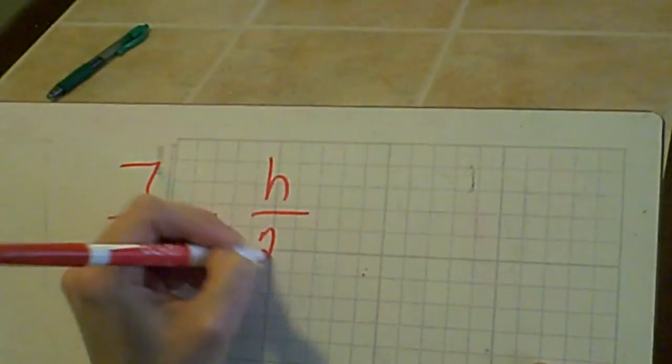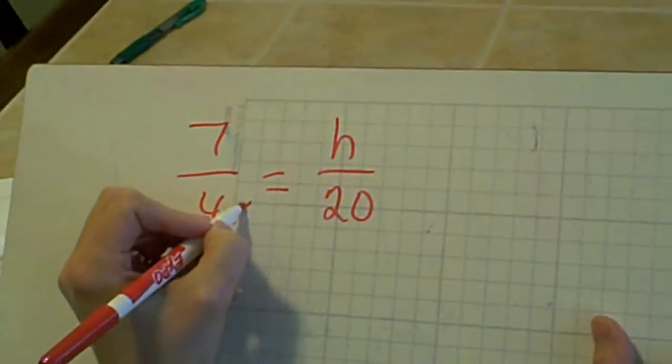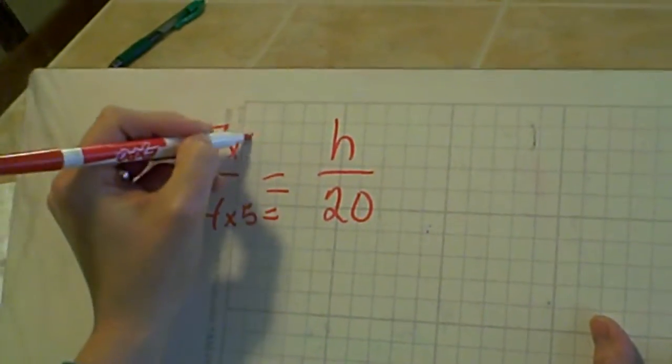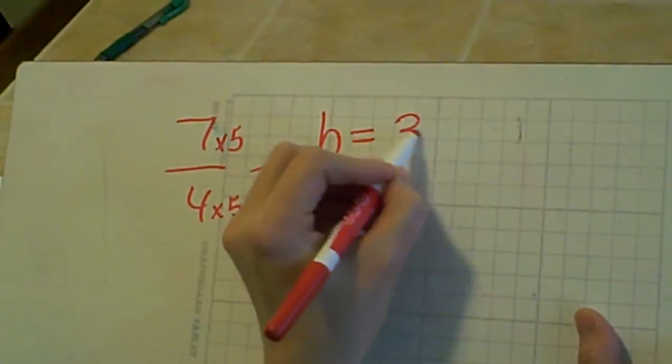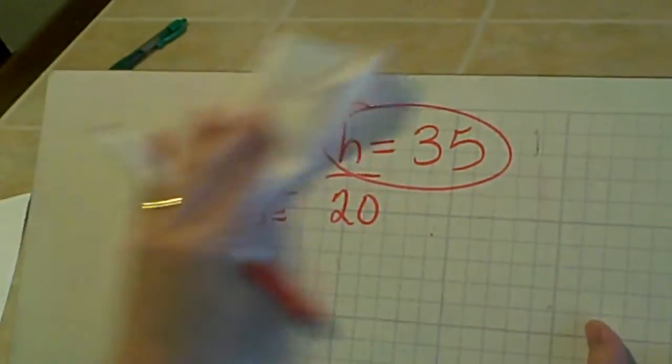Okay, number 14, we have 7 over 4 equals h over 20. This is just basically a proportion, but we can see that 4 times 5 equals 20. 7 times 5 equals 35. So h is 35.